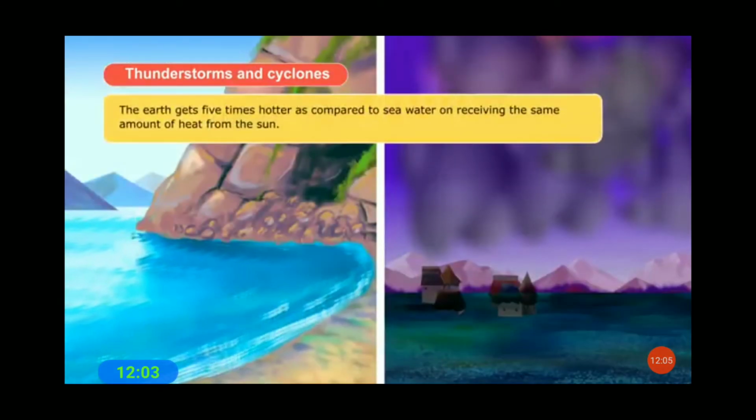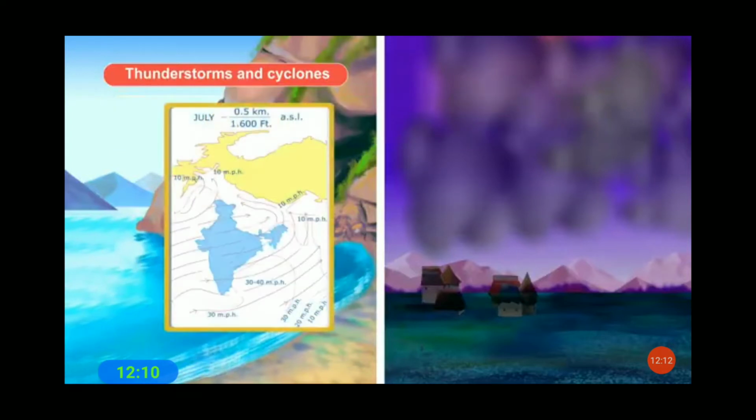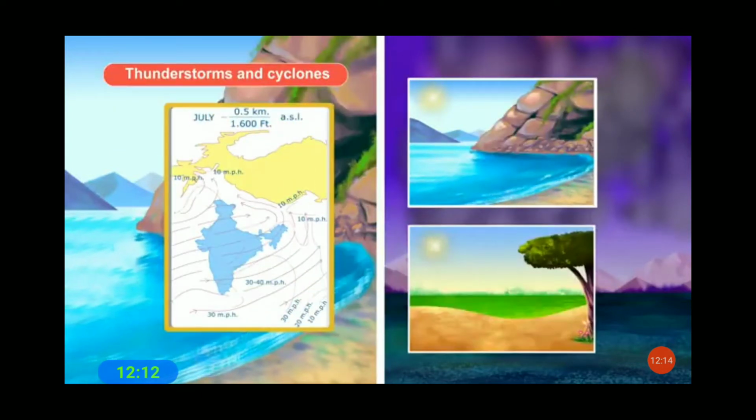Land gets five times hotter as compared to sea water on receiving the same amount of heat from the sun. In summer, in the months of May and June, though the sun shines equally on the land and the water, the land gets much more heat from the sun than the water around it. The air above land gets heated, becomes light, and rises upwards. This causes the winds to flow from oceans towards the land. These winds are called monsoon winds.